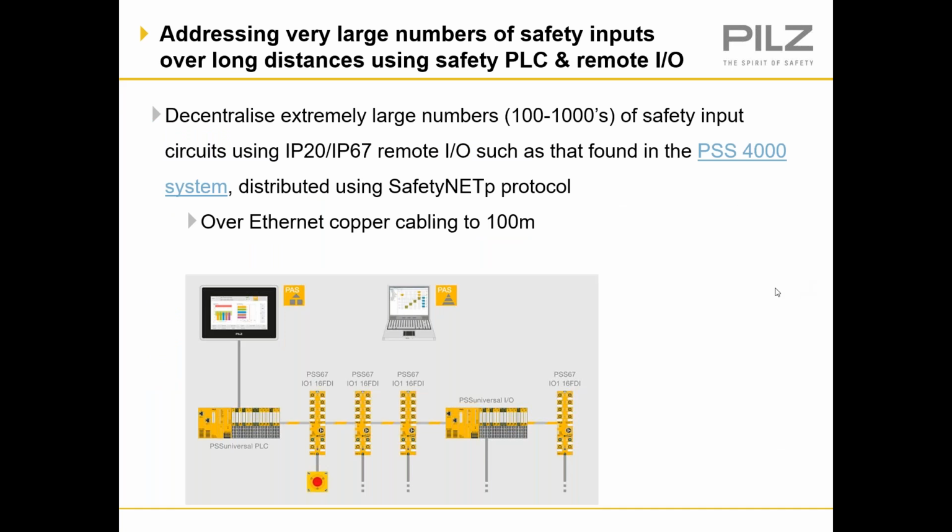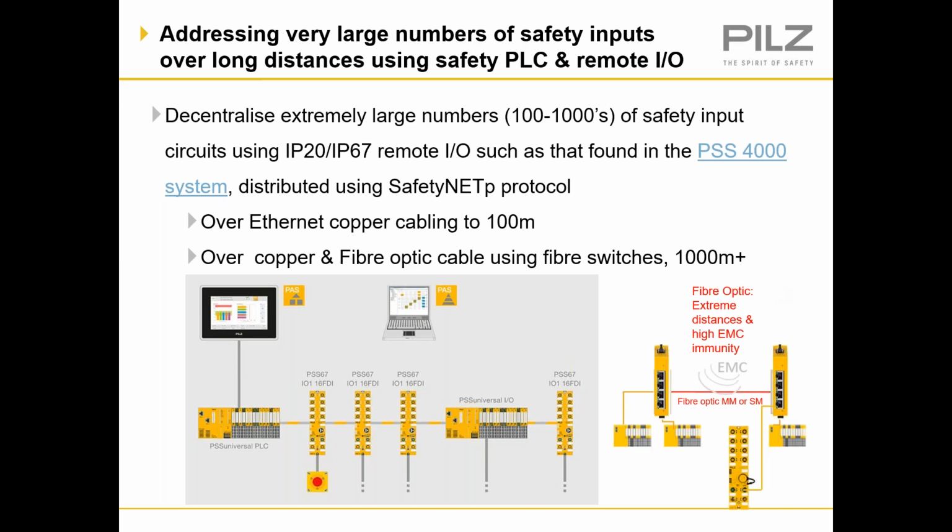So if we have a large number of safety inputs over long distances, then we can use a safety PLC and remote IO, and so we can decentralize extremely large numbers, so hundreds to thousands of safety input circuits using IP20, IP67 remote IO, such as that found in our PSS 4000 system, and we can distribute that using SafetyNET p protocols. And this can either be done over Ethernet copper cabling limited to 100 meters, or over copper and fiber optic cable using fiber optics and network switches.